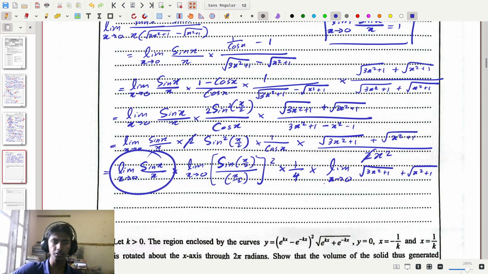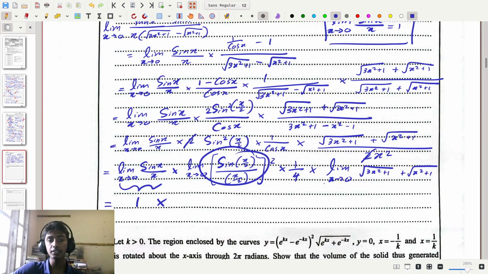If we look at the first one, it's just the limit as x approaches 0 of sine x divided by x. So we can see that that limit is going to be equal to 1. We need to then multiply that by the next limit, which is the limit as x approaches 0 of sine of x/2 divided by (x/2) squared.